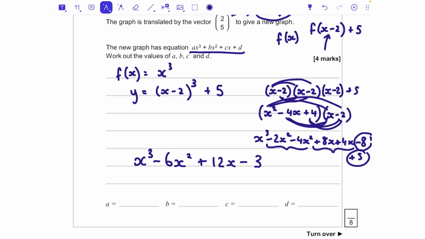So a is the coefficient of x cubed, which is just going to be 1. You can imagine having a 1 there, but we wouldn't write it in. B is minus 6, C is 12, and D is minus 3.